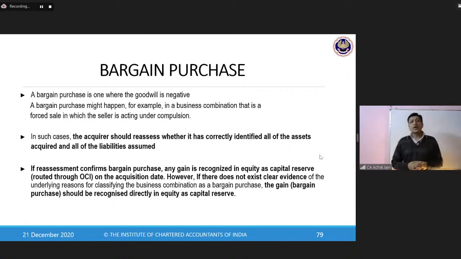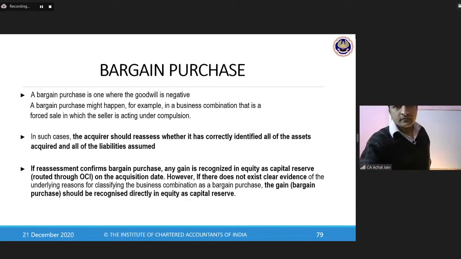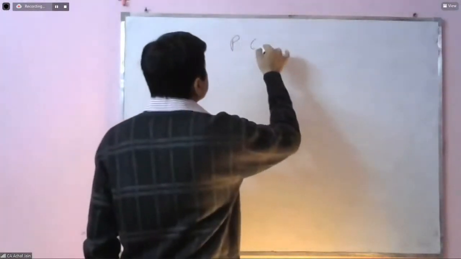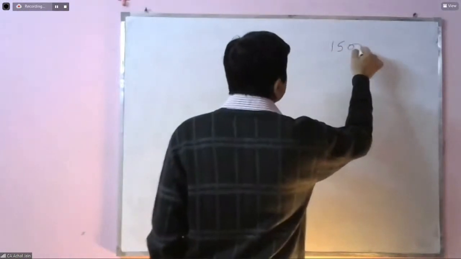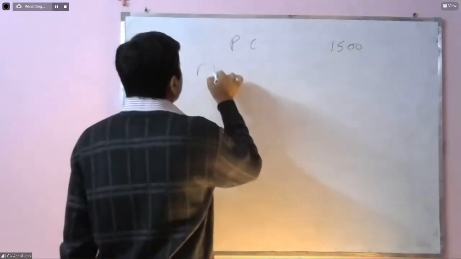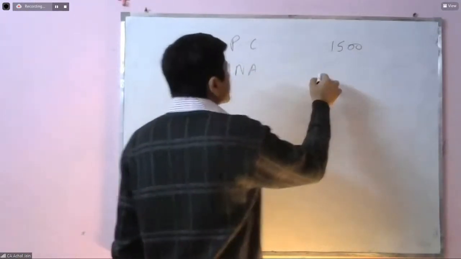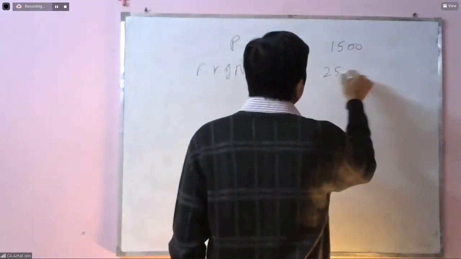Now let's get back to our discussion of negative goodwill. What do we mean by negative goodwill, or this bargain purchase? Bargain purchase indicates a situation something like this. Let's take one small example. The purchase consideration paid is 1,500. The fair value of net assets acquired, let's suppose, is 2,500.